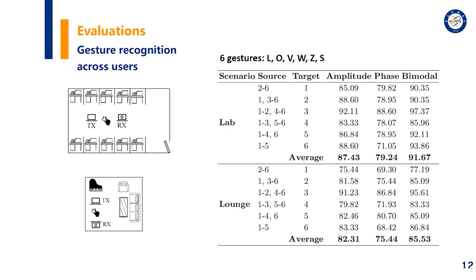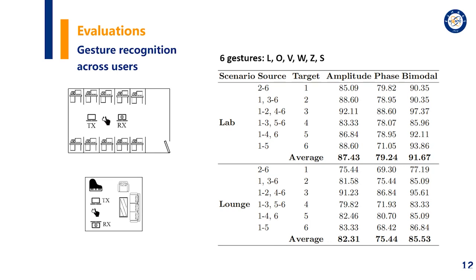For activity recognition across rooms, we took the lab as the source and the lobby as the target and vice versa. The experiments were conducted at each location in the target room in turn. The average accuracy achieved 87% from the lab to the lobby and 82% from the lobby to the lab.